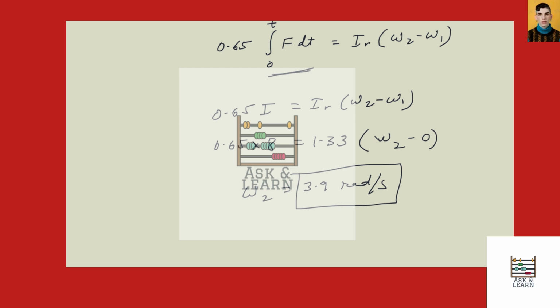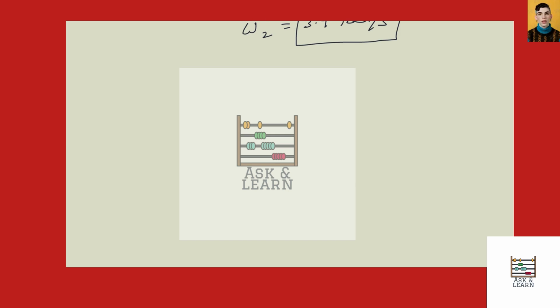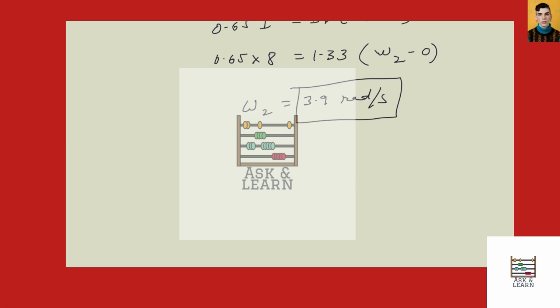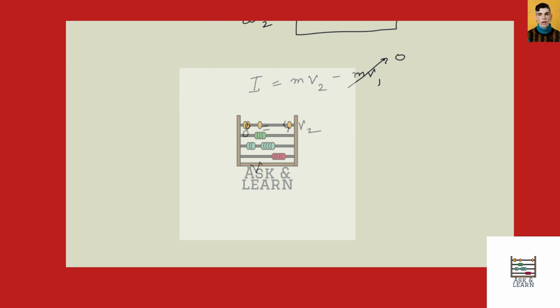The final velocity you can calculate from the expression of impulse I, which is equal to mass times velocity v2. Impulse is also equal to the change in momentum. So the initial velocity v1 is 0. So I is 8, which is equal to the mass, 4, times v2. So v2 will be 2 meters per second.